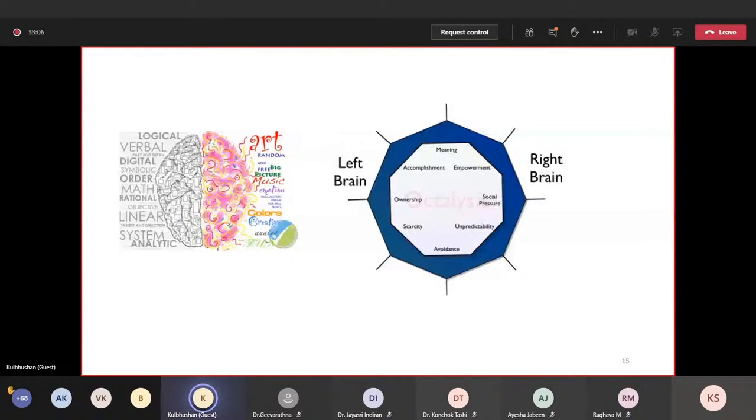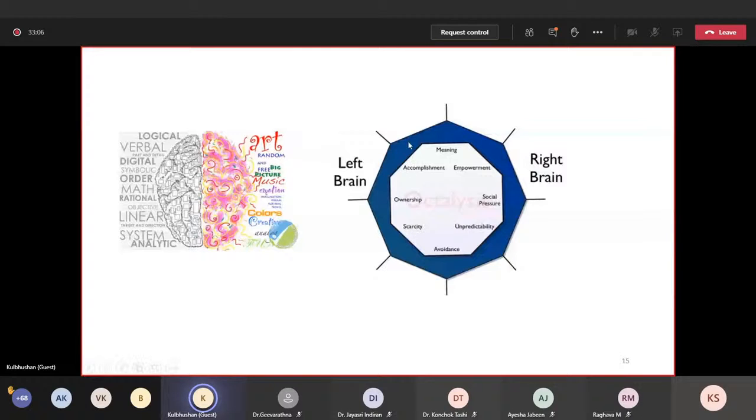Okay, we'll move on to the next part, the left and right brain. Just like our left brain is more associated with logical and verbal abilities, and our right side is more of a creative process, similarly Octalysis is also divided into left and right sides. The left core drives are accomplishment, ownership, and scarcity. Those are the ones which have quantifiable measures. So these are on the left side.